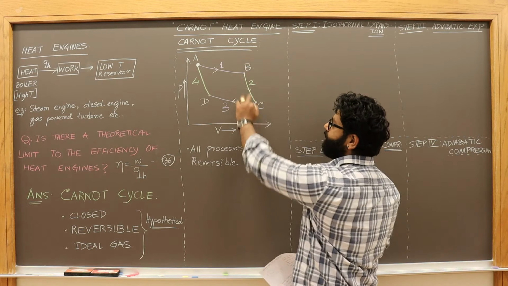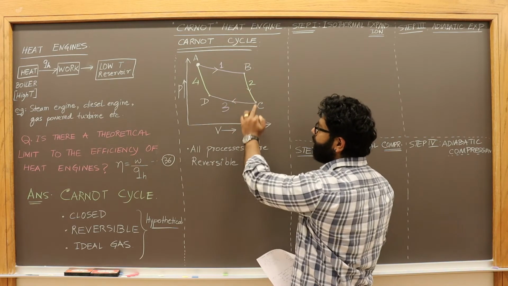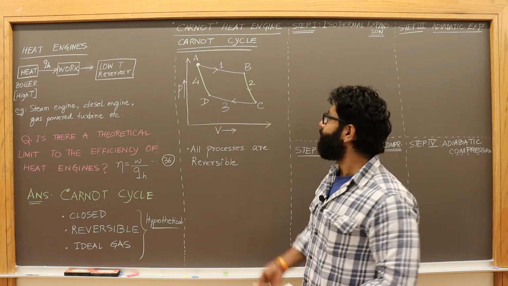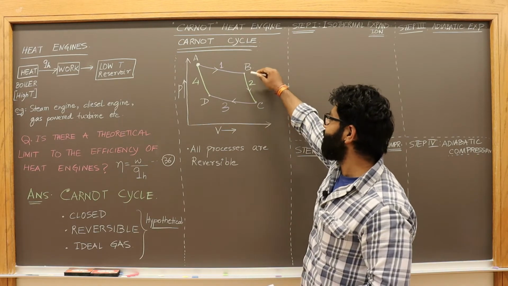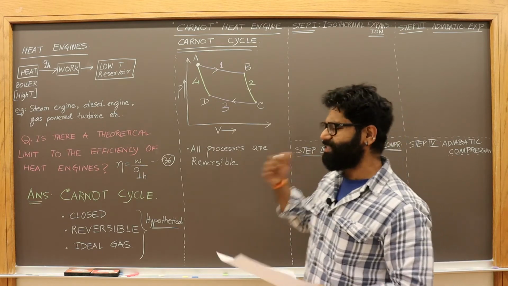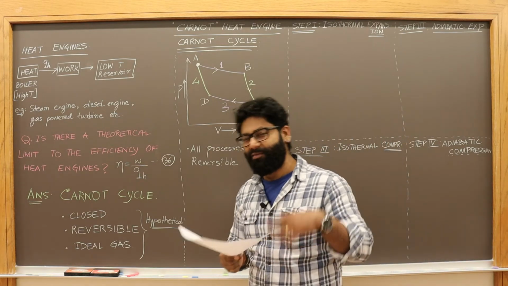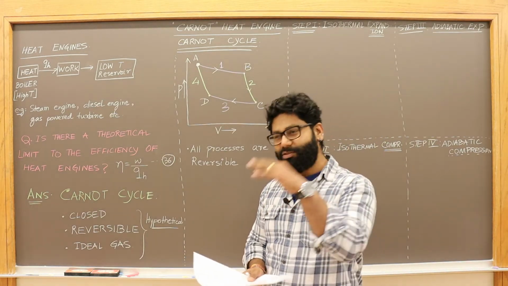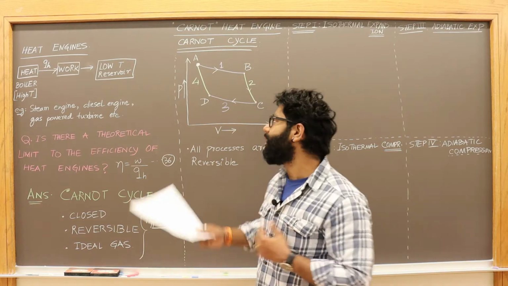Now when you're moving from B to C, this is also an expansion, but this is not isothermal anymore. This is adiabatic, and you can see that this process is steeper. We learned before that, looking at the general tendencies of these two processes, adiabatic will be steeper than isothermal.